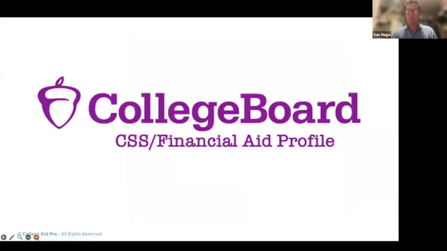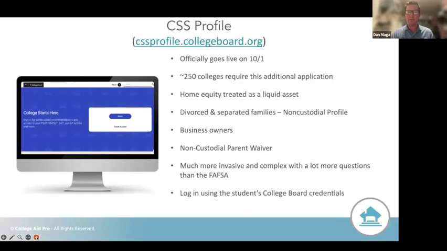And again, the FAFSA you have to do every year for every school. The CSS profile is not for every school. This is for, generally speaking, your higher priced private schools. Like the FAFSA, it's available now. If you Google CSS profile participating schools, you'll see the 200 schools that require this. Examples would be Harvey Mudd, Colorado College, Northwestern, the Ivy League schools, and then a few public schools too, like Michigan, Virginia, North Carolina, but mostly it's your higher priced privates.